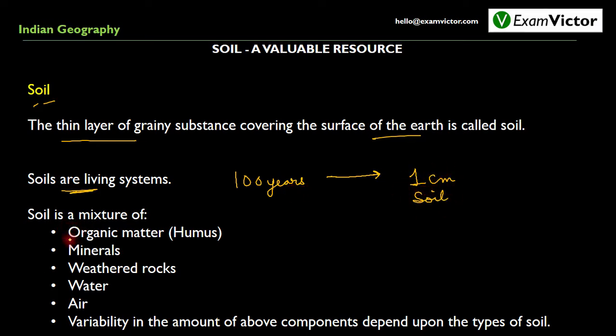Soil is a mixture of organic matter which gets decomposed to form humus. Any organic matter like leaves, dead remains of plants and animals, all of these get decomposed to form humus. Soil also contains minerals, weathered rocks, water, air, and because of the presence of all these essential components, it is vital for the living systems. All life on earth is dependent largely on the soil, and the type of the soil which we have depends on the variability in the amount of the above components.